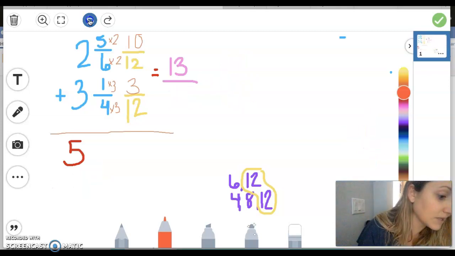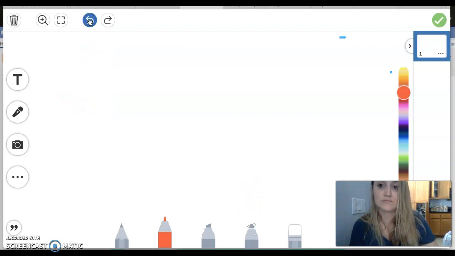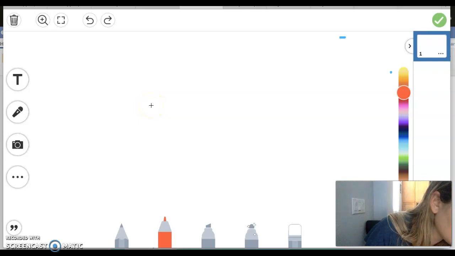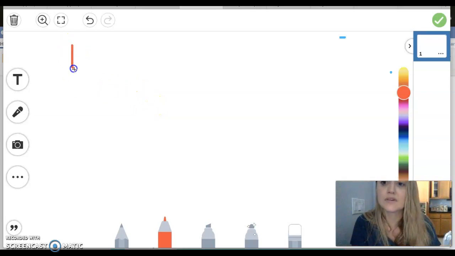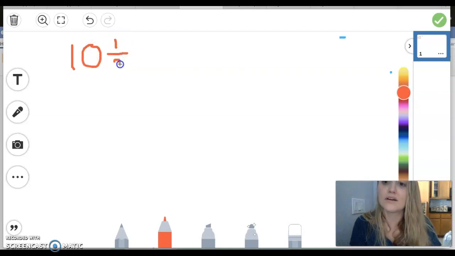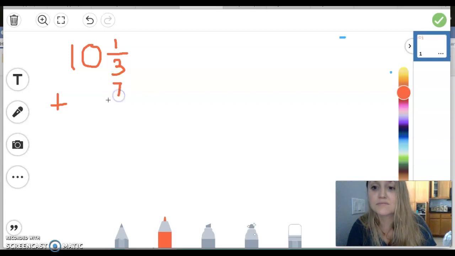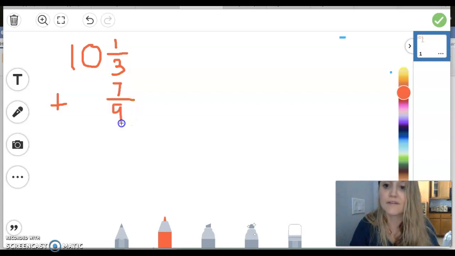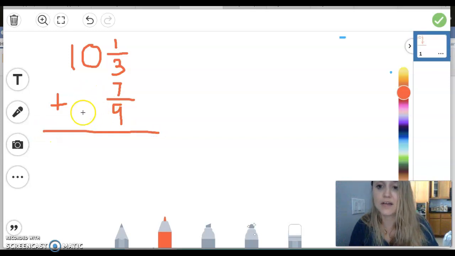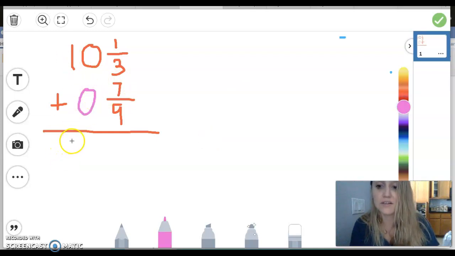All right, let's try another one. Let's do 10 and 1/3 plus 7/9. Since you don't have anything here, you could even do a 0 here because there's actually no whole number.